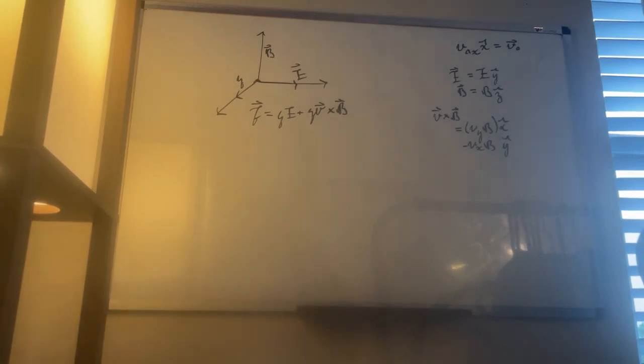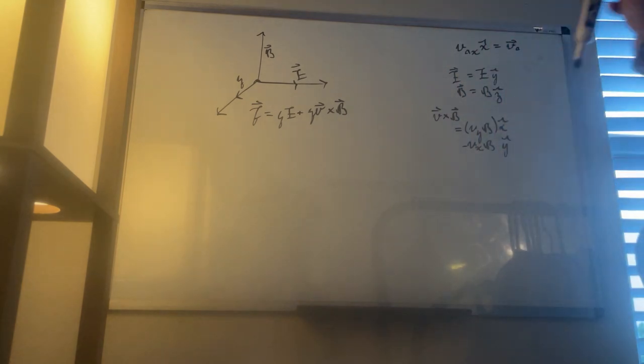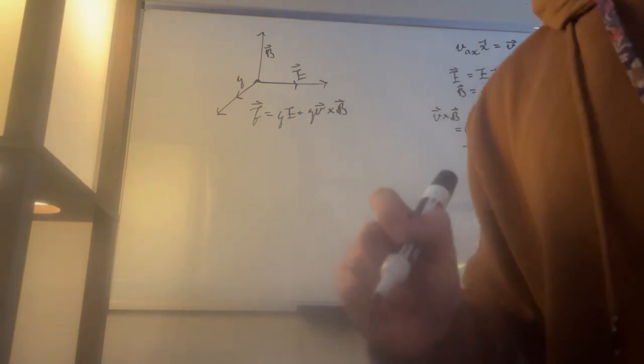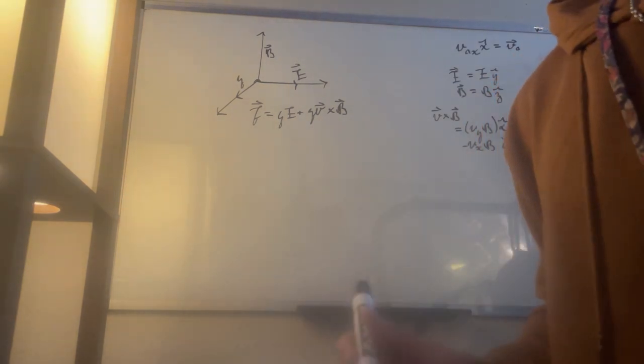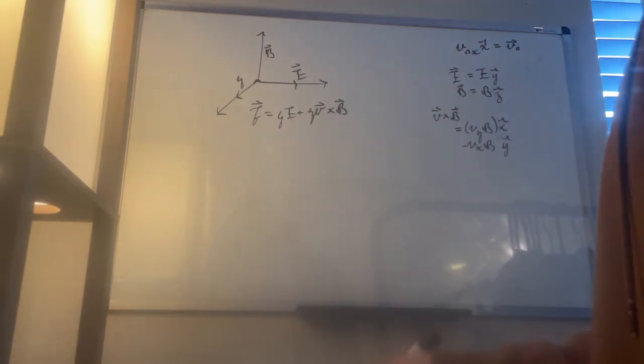So now that we have found the cross product of the velocity vector and the magnetic field, we're now going to split this vector equation into its components. Instead of using Leibniz notation, I'm just going to use dot notation for labeling my velocity derivative.